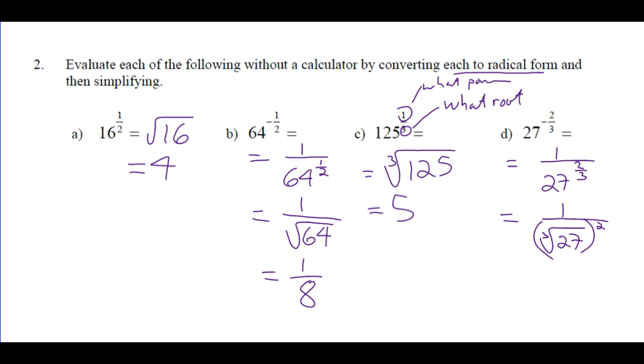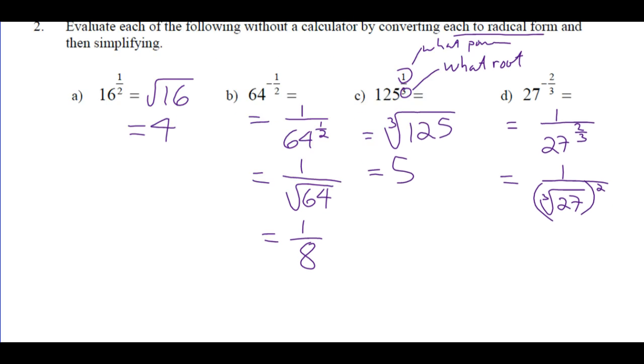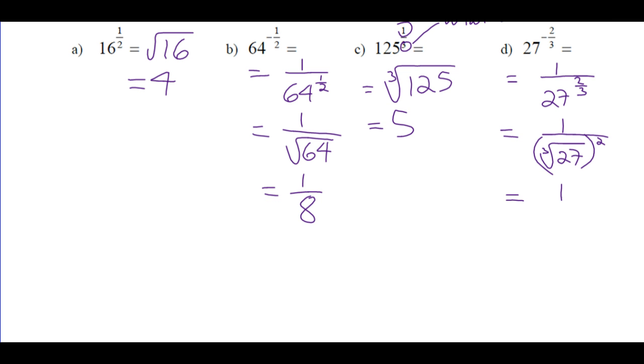So it's 1 over 27 to the positive 2/3. The 3 tells me I'm taking a cube root, so it's the cube root of 27. And the 2 says, what are you doing with that? I'm going to square that. So it's 1 over 3 squared, which is 1 over 9. Okay, I'll give you a chance.